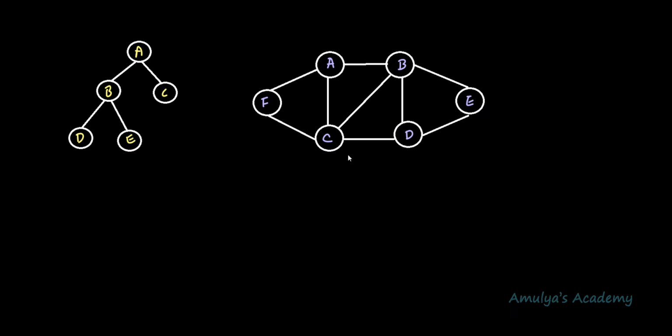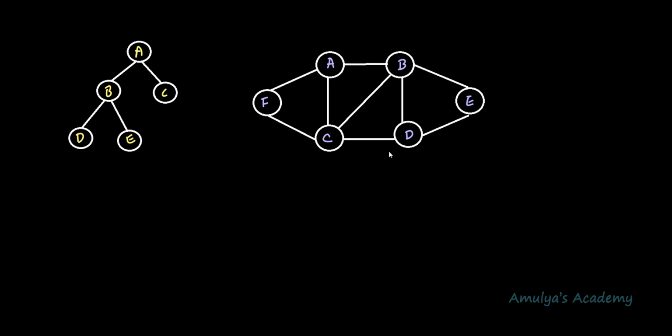Also, graphs can contain cycles. That is, if I start from one node, by traversing a few other nodes, I can reach the same node. For example, if I start from here, A, B, D, C, A. This is a cycle. I can reach the starting point, right? But in a tree, that is not possible. Alright, so this is about the tree and graph. Every tree is a graph, but not every graph is a tree.